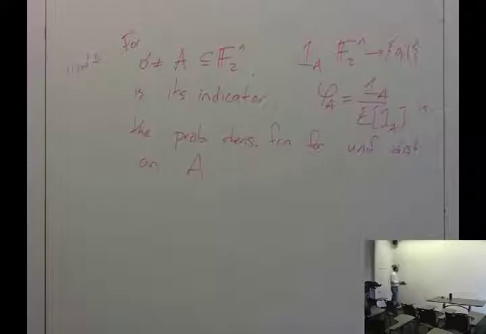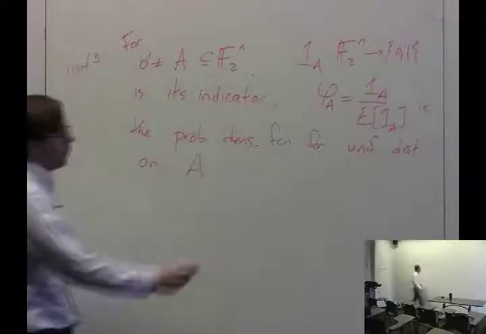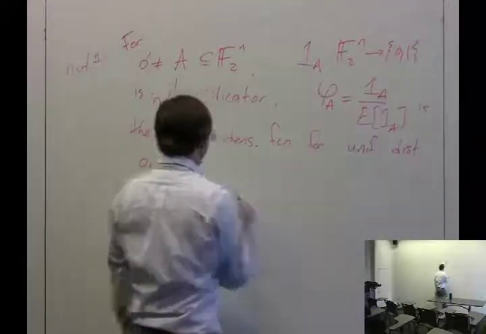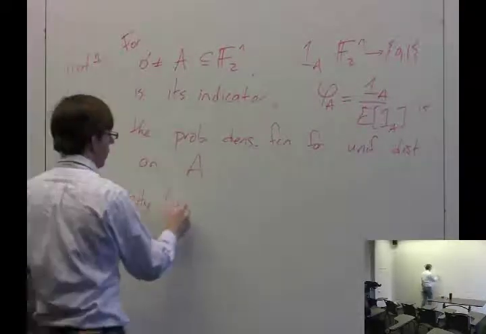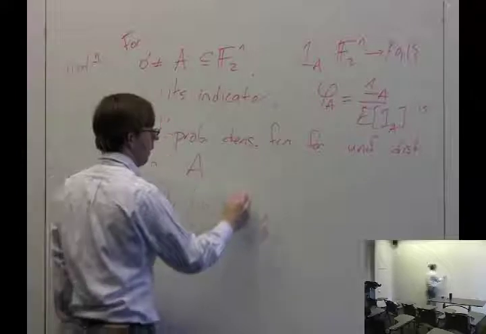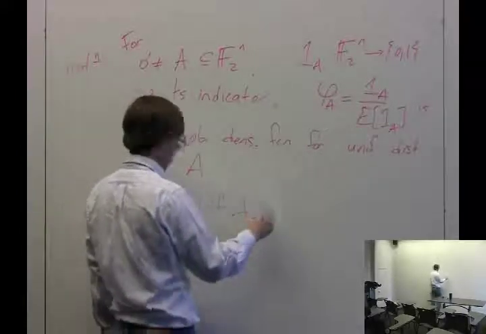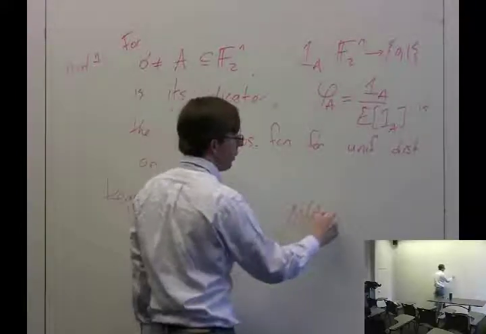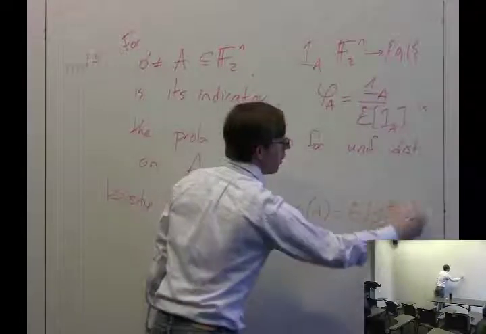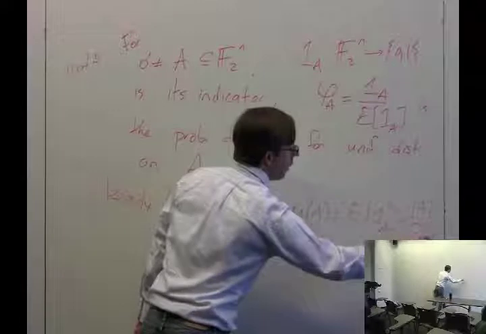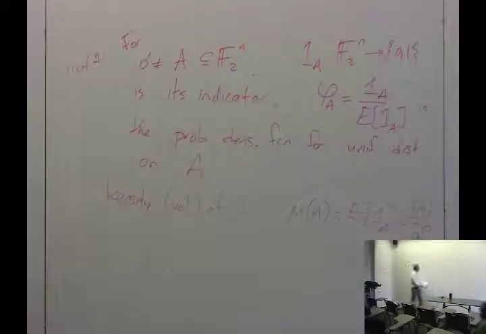OK, and one more piece of notation which I will employ is something for the denominator here. We say that the density of A, or maybe the volume of A, we'll write it as mu A, and it's just the expectation of the indicator, or in other words, the fractional size of A. So I'll use this notation mu of A a lot.